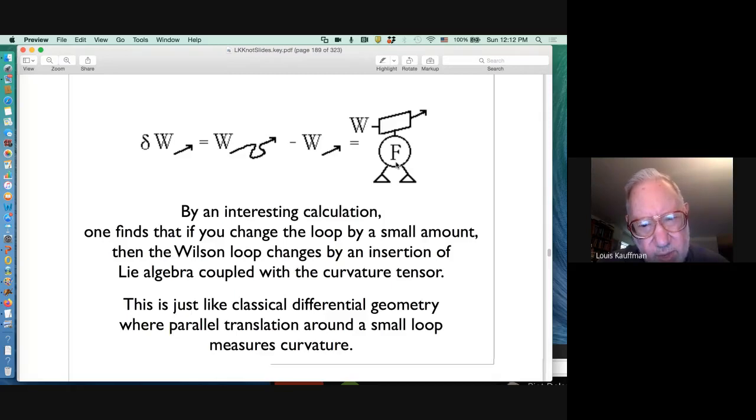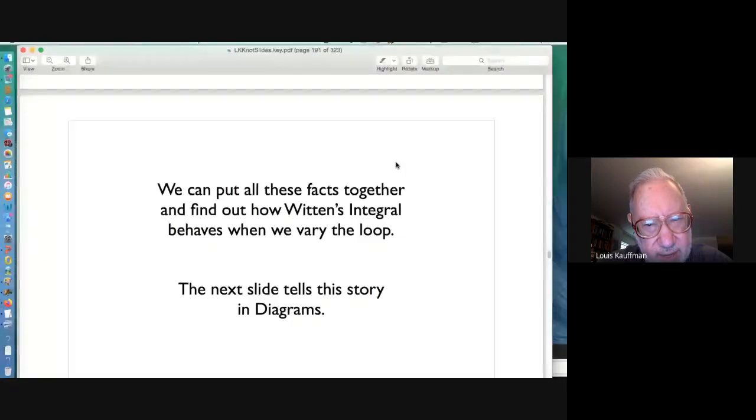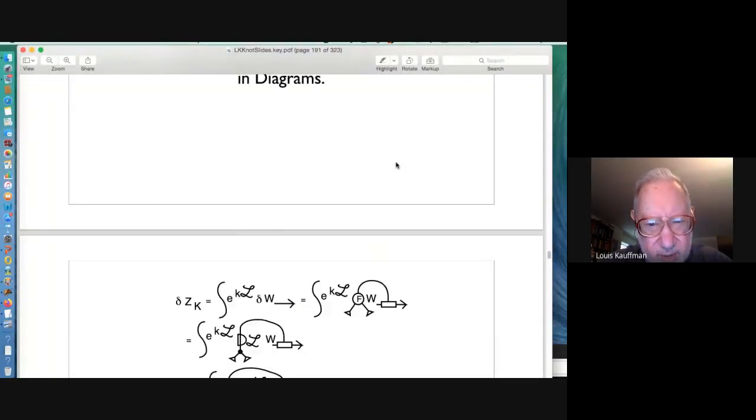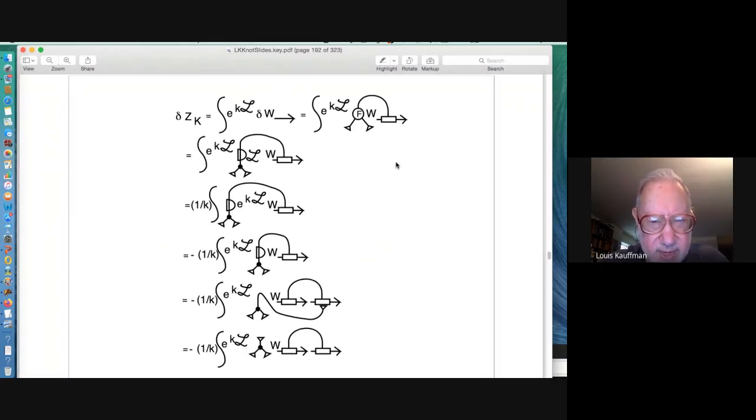So now what we want to see is what happens when we do Witten's integral. I'm going to put everything together and show you how it looks if I do the variation using Witten's integral. And this is the advantage of the diagrammatic notation, that I can say this whole argument in one slide without any symbols other than the diagrams. Advantage for me, I hope it might be an advantage for you. Let's try to walk through this.